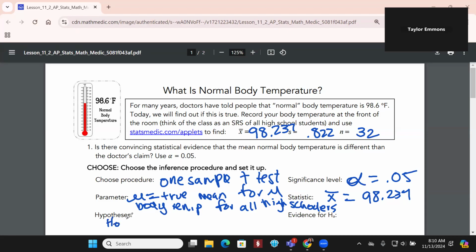Hypothesis. Our null is that our mu is going to be 98.6. Our alternative is that mu does not equal 98.6. Convincing evidence for the alternative: we got X bar equals 98.237, which does not equal 98.6.